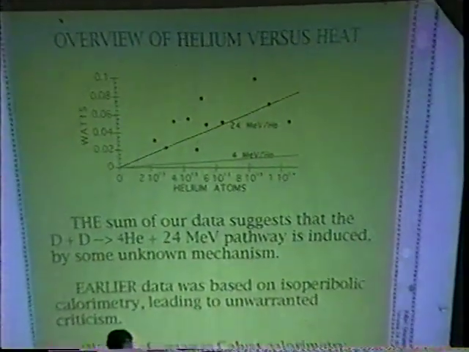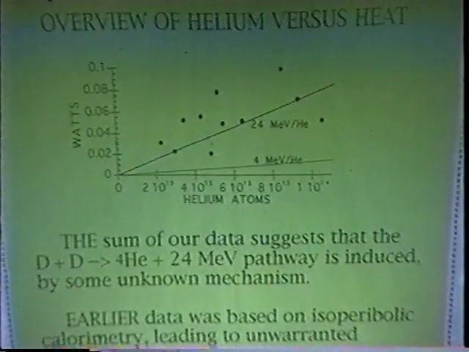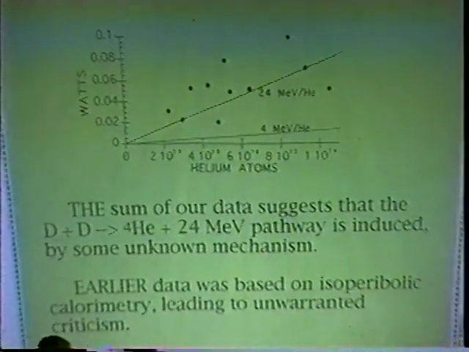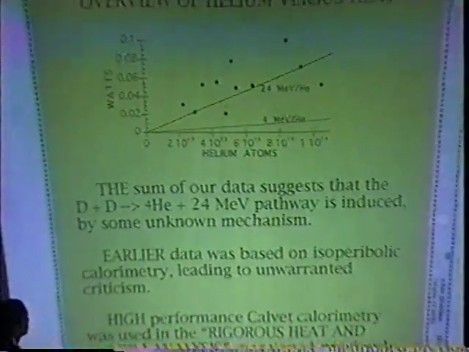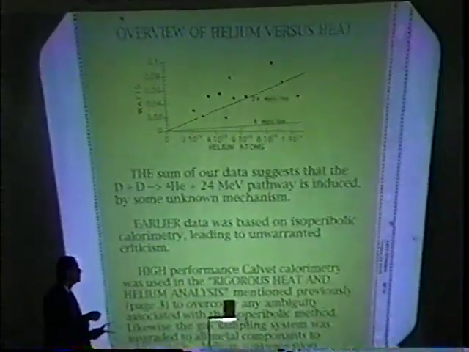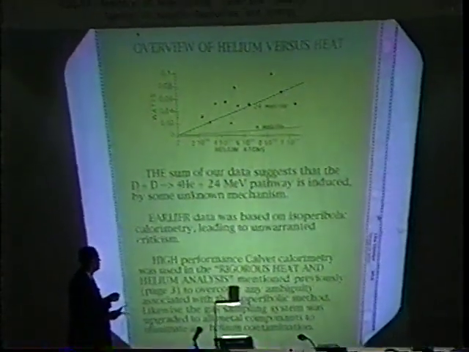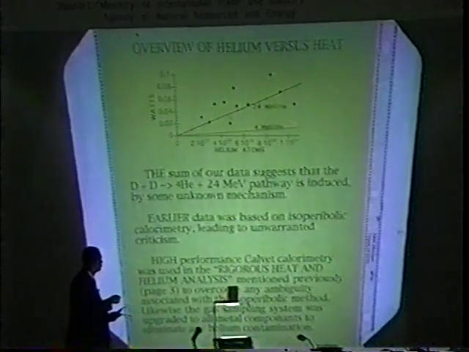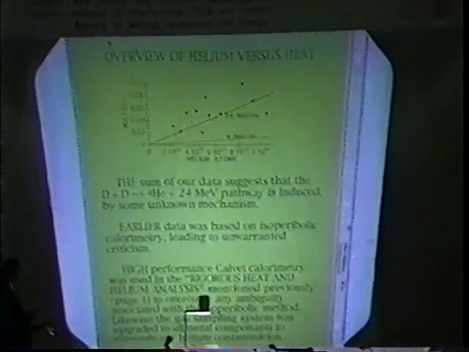This is work I'm presenting for Ben Bush. He's at the University of Texas. He used to be a postdoctoral student working with me. He's compiled his results with some of ours to show that the power versus helium atoms falls closer to 24 MeV per helium than it does to 4 MeV, suggesting that it's a DD reaction based on that.